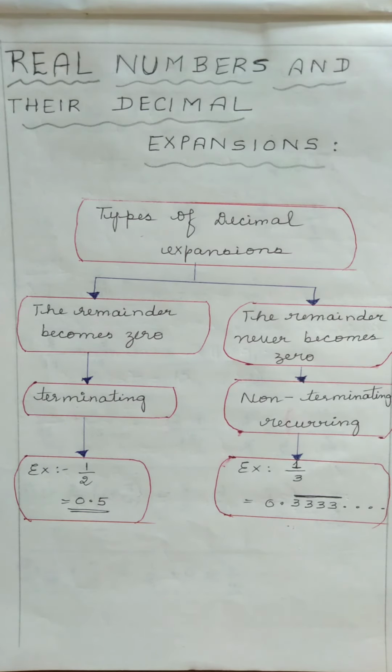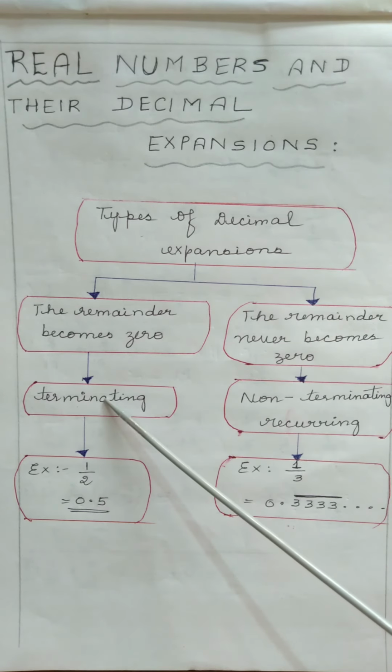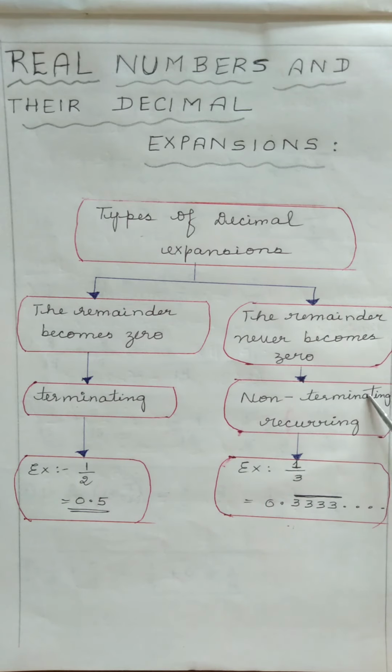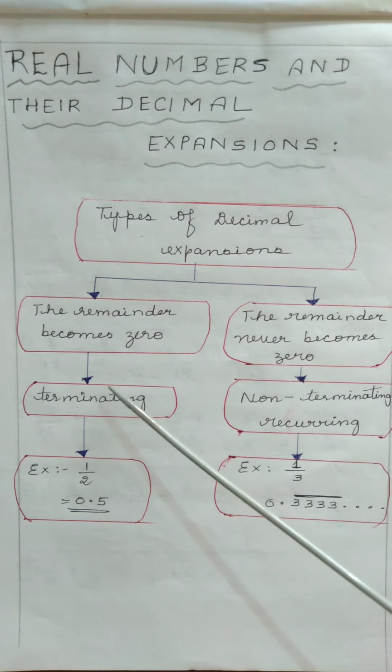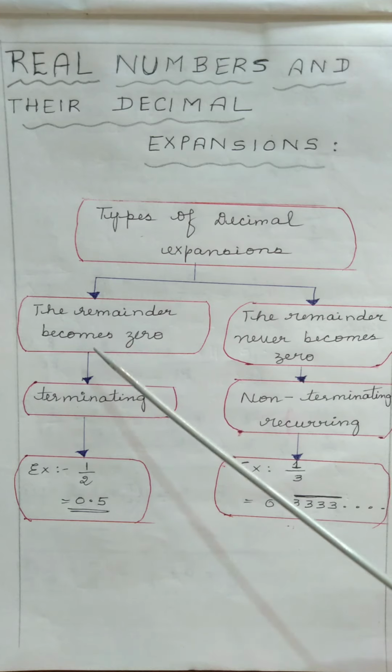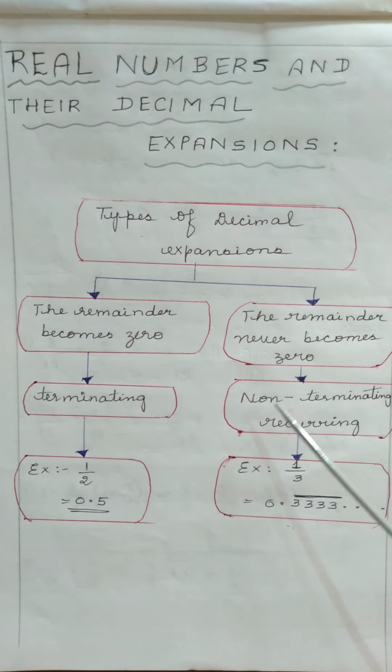Therefore, in real numbers, we have two types of decimal expansions. One is terminating, another one is non-terminating recurring. In terminating, the remainder becomes 0, whereas in non-terminating recurring, the remainder never becomes 0 and the number goes on repeating. Such are called non-terminating recurring. Now, based on these concepts, we shall solve the problems.